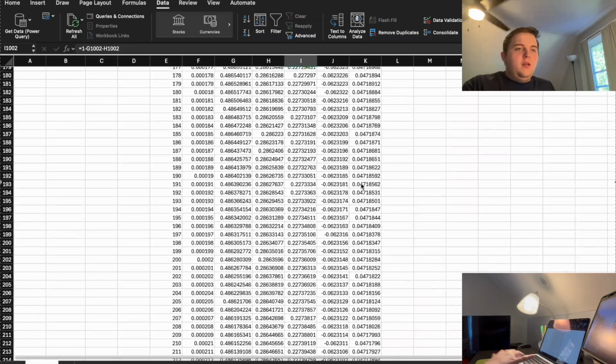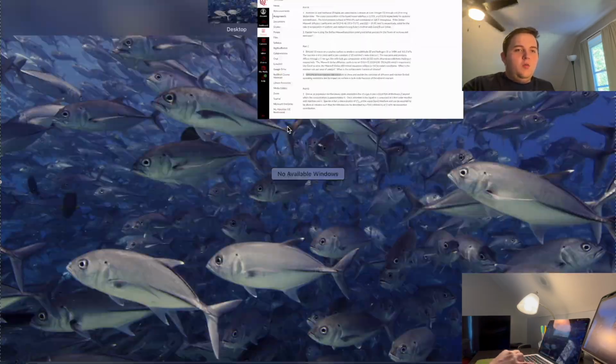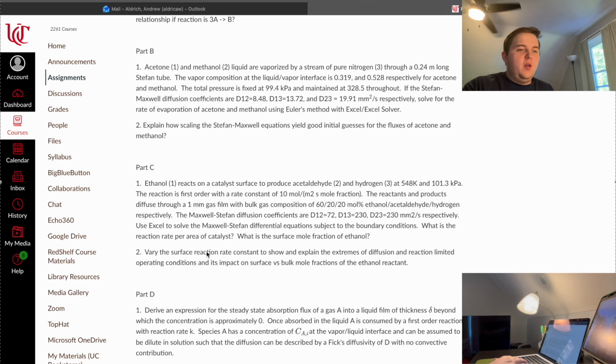So yeah, that kind of shows how, when varying the surface reaction rate, our bulk and our surface fractions vary. Okay, cool.